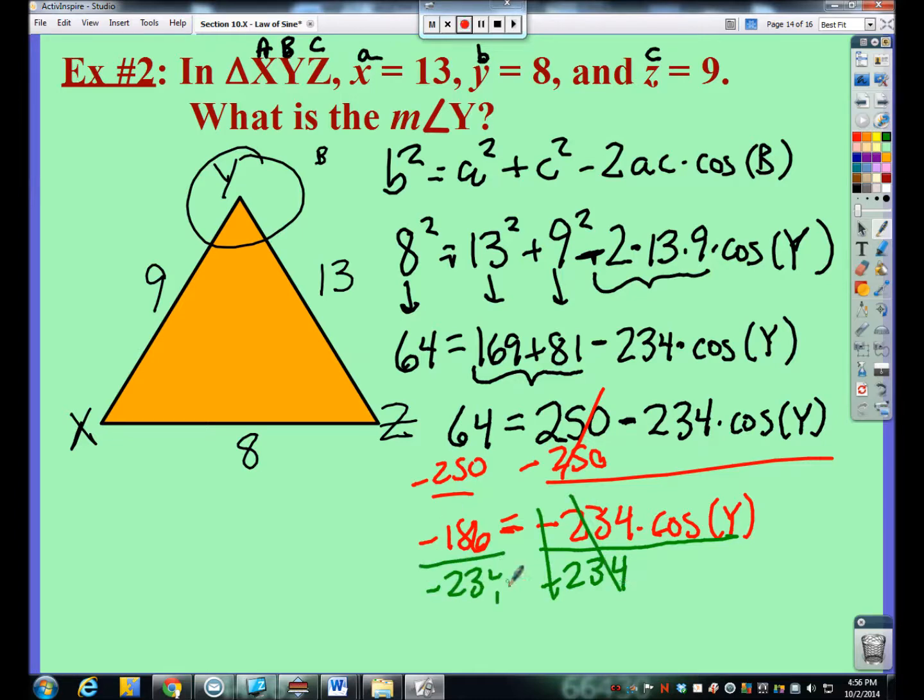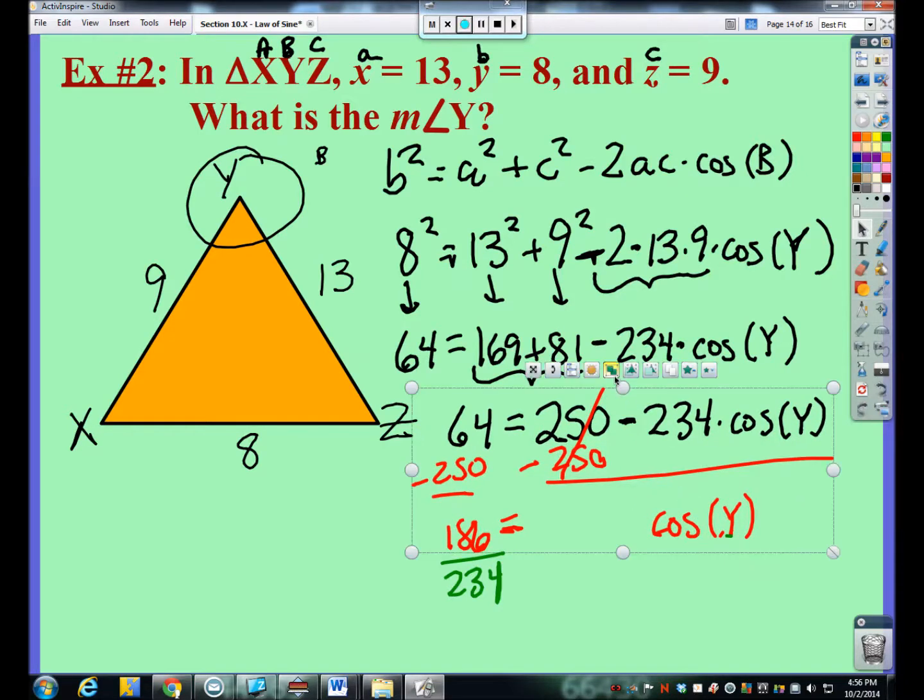Now, negative 186 divided by negative 234, well, at least the negatives are going to chop off. I'm just going to leave this the way it is. And yes, that can simplify, but I really don't care. I'm not done with the problem yet. So if I were to erase now all the things that are really gone, we said the negatives cancel. All of this is really now canceled out. And so really I have cosine of y is equal to this fraction, 186 over 234.